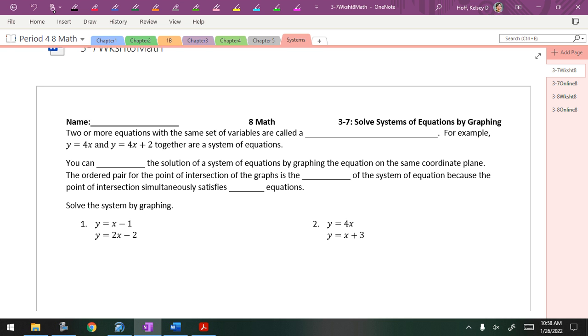And in chapter 3, we talked about graphing, finding slopes, finding y-intercepts, and graphing. And they have 2 sections in there, 3.7 and 3.8, in which they want us to solve systems of equations by graphing and by substitution.